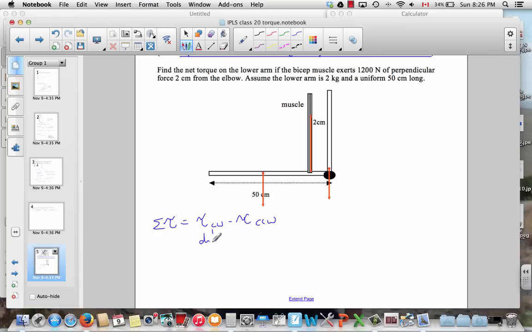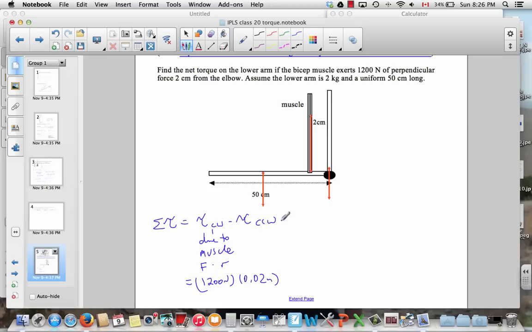The clockwise torque is due to the muscle force. A torque is a force times a distance. We're told the tension in the muscle is 1,200 newtons of force, and we're also told that the muscle is connected 2 centimeters away, or 0.02 meters away, from the elbow joint.